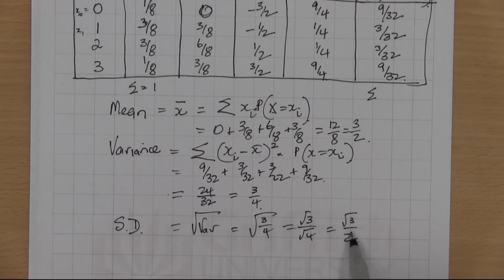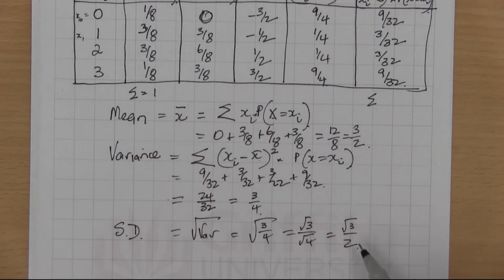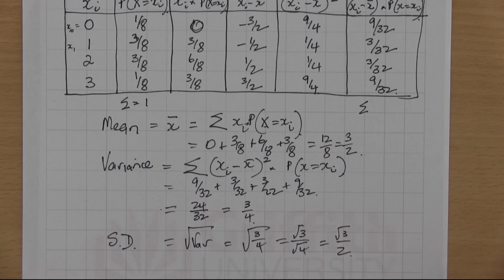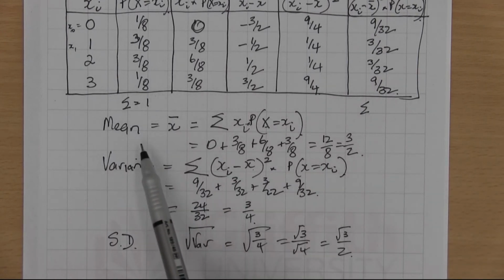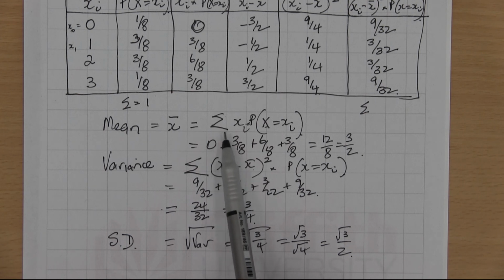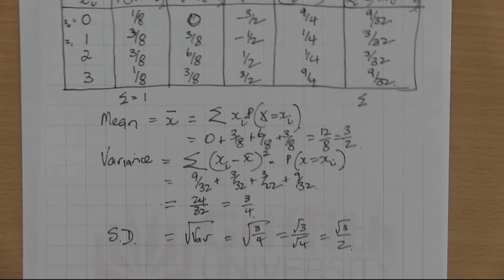Okay, so it's got a standard deviation. This is a measure of the spread of the number of heads, 0, 1, 2, 3. So it's a measure of how much those values are spread out. The mean is a measure of the centralness or the middle, so it's 3 on 2. So that shows you how those two formulas work: the summation of xi times P(X equals xi), and the variance formula as well.